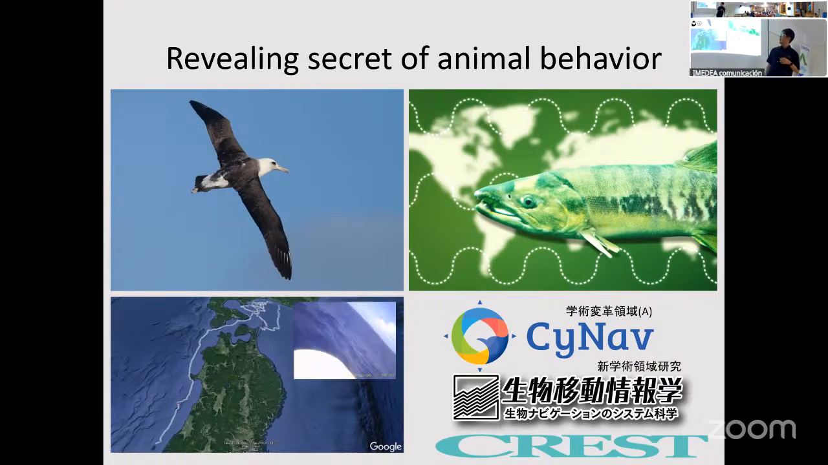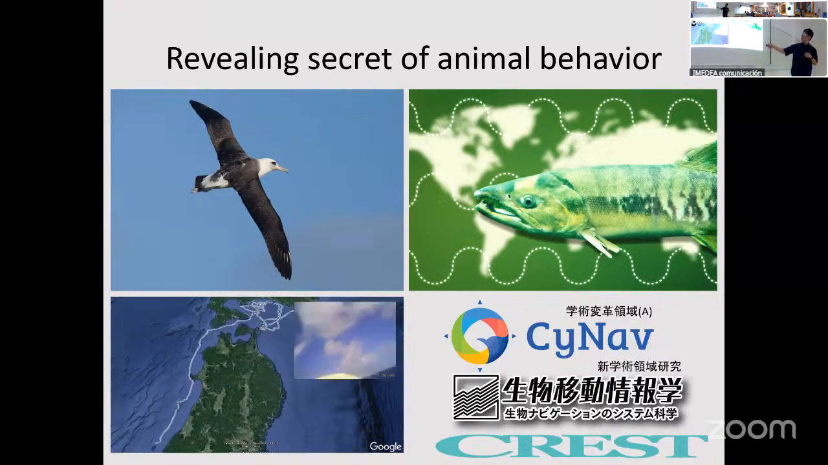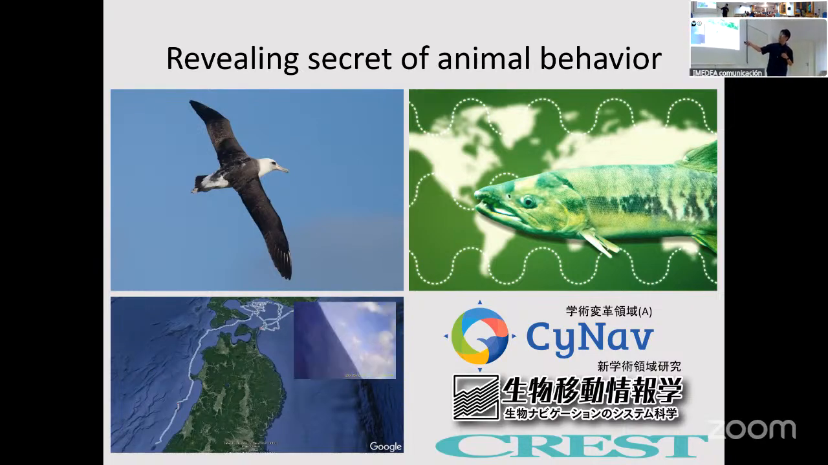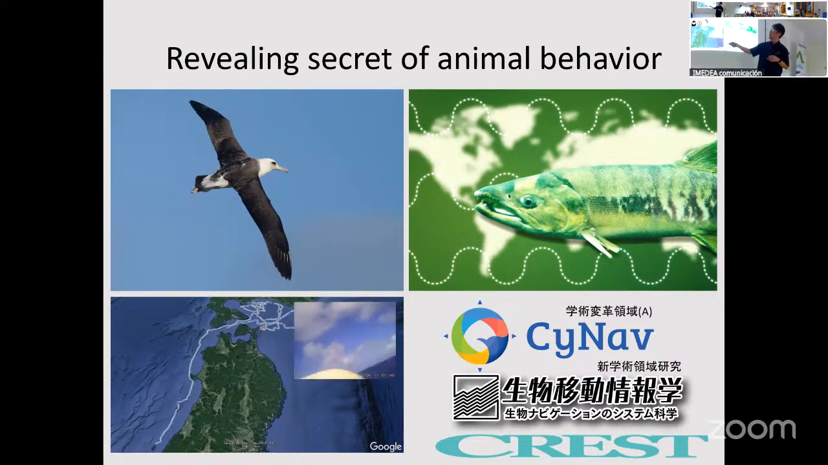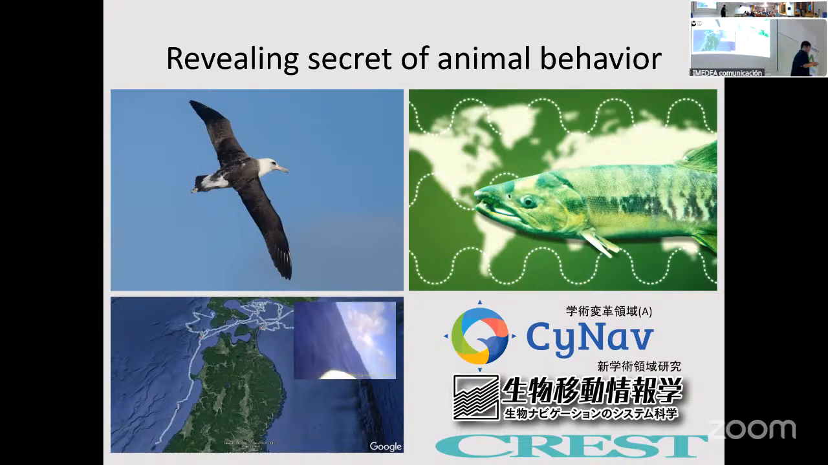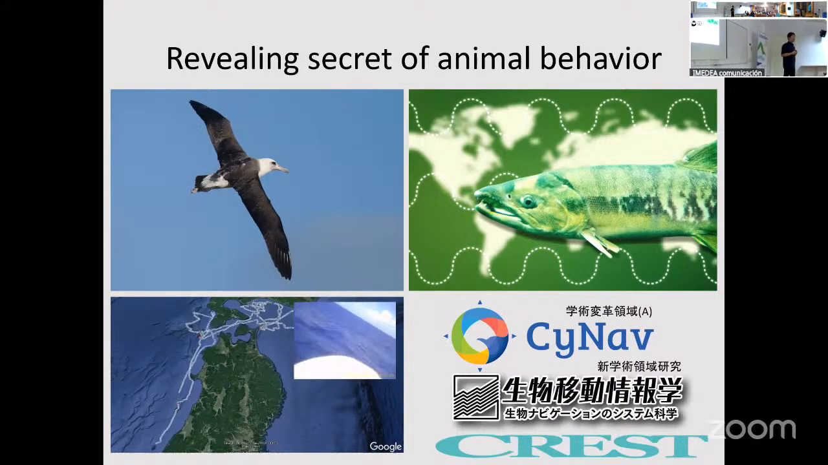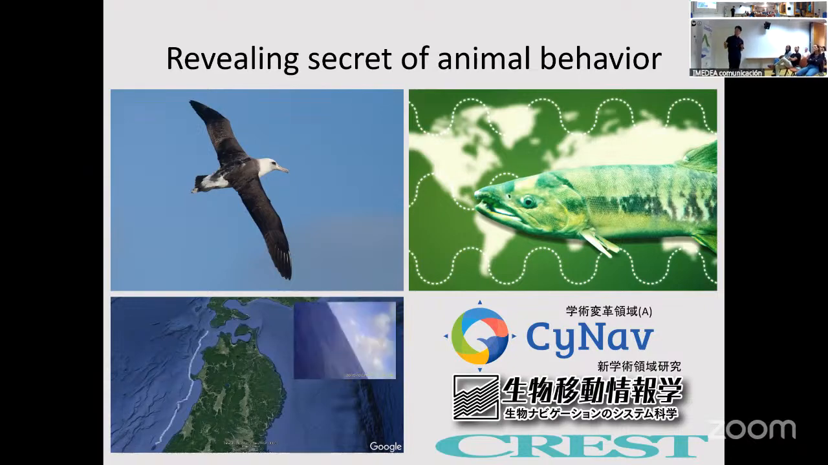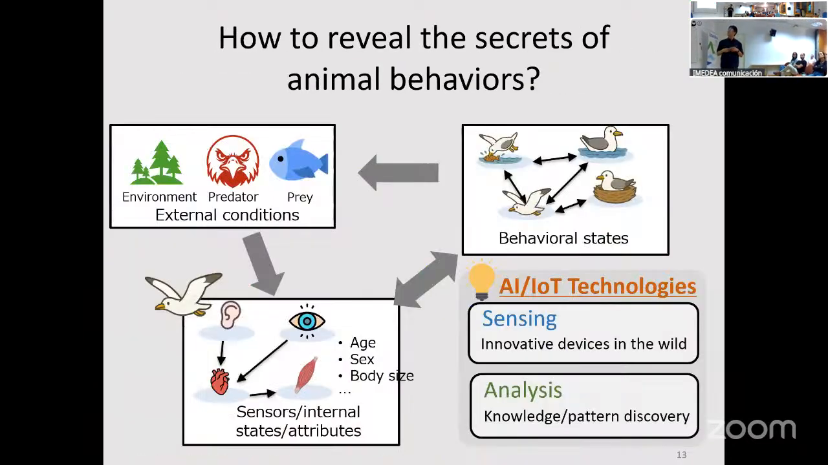And this is an example video. There is no visual cue, no landmark, but they can successfully go back to the colony. That is impossible for us without Google Maps or something. Like that, animals have a very great ability of navigation, and we are interested in such behavior. But how to understand animal behavior?